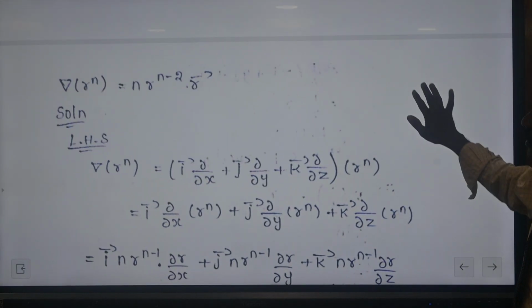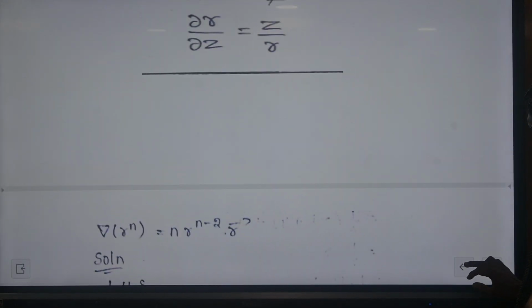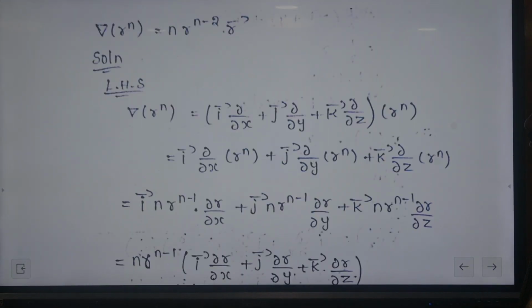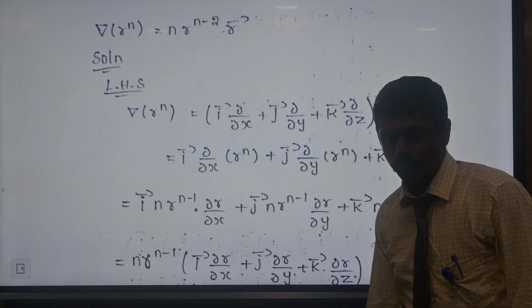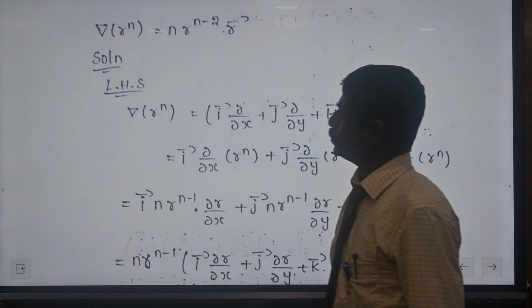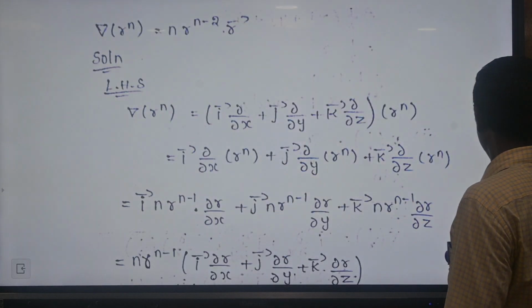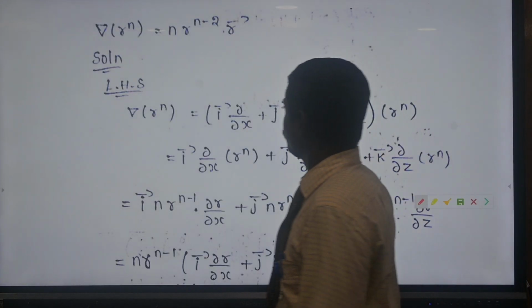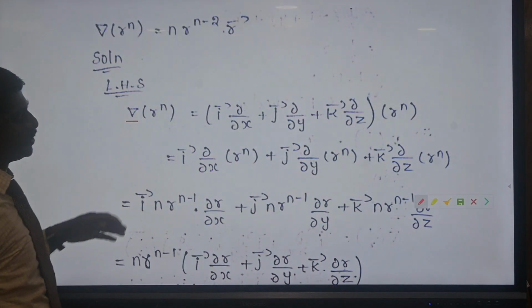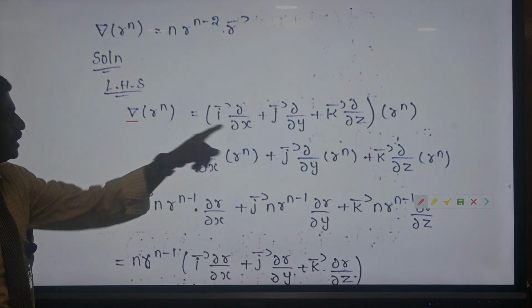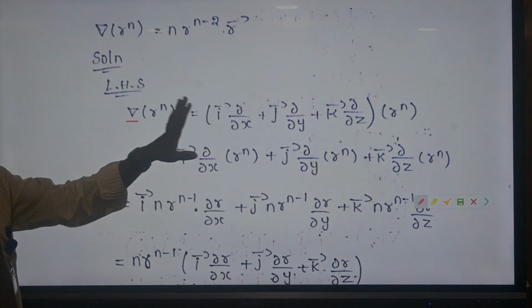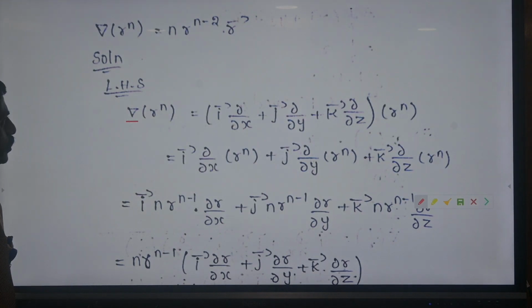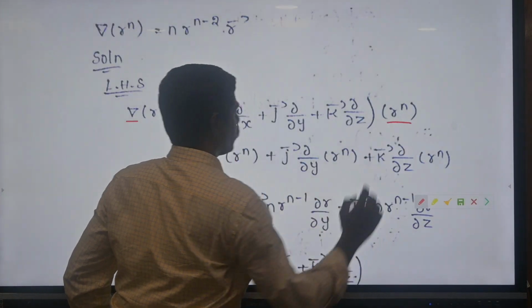Next, another part. Delta r power n equal to n r power n minus 2 into r vector. This one I will prove. What is delta? Just now we saw the result. Delta is nothing but i vector dou by dou x plus j vector dou by dou y plus k vector dou by dou z, applied to r to the power of n.